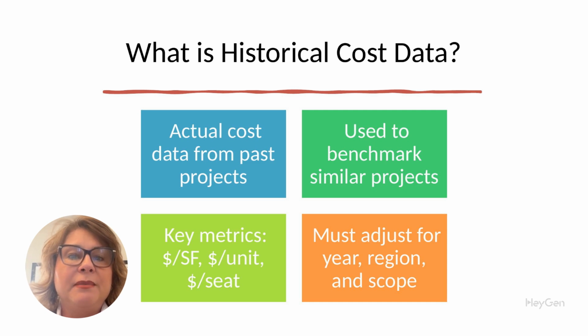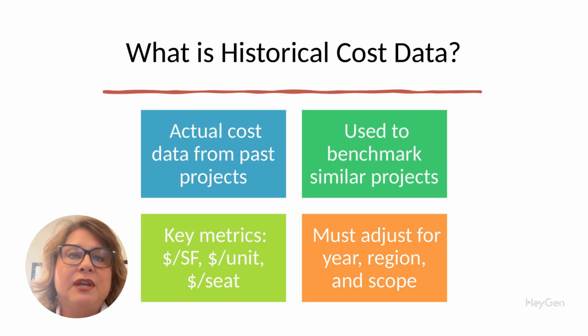3. Key metrics. Dollars per SF, unit, or seat. Some of the most common benchmarking metrics include cost per square foot, used most in early design, cost per unit, useful for hotels, hospitals, or housing, cost per seat, used for schools, theaters, or transportation. Pick the right metric for your building type. For example, in a school, you may look at cost per square foot and cost per student. In a multifamily project, you might look at cost per unit.